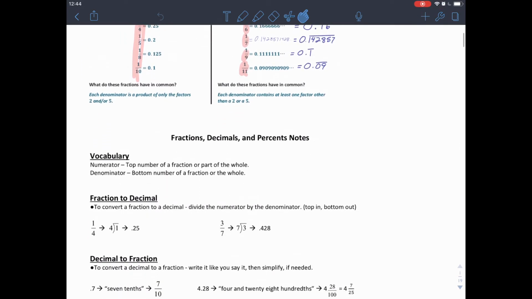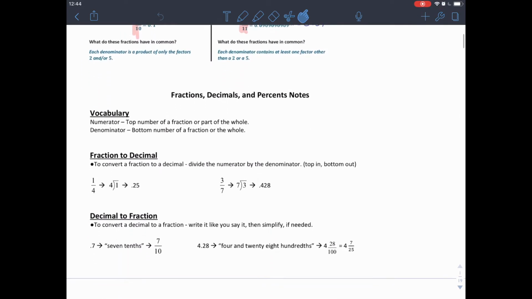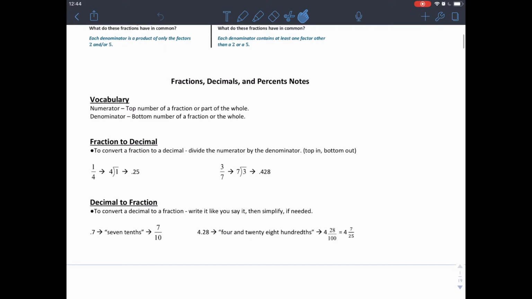Another thing that we did is in Module 4, when we started working with percents, we did a lot of work with converting between fractions, decimals, and percents. So I have here a clip of the screen just going over how we convert fractions to decimals and decimals to fractions, which we will focus on doing in this topic.